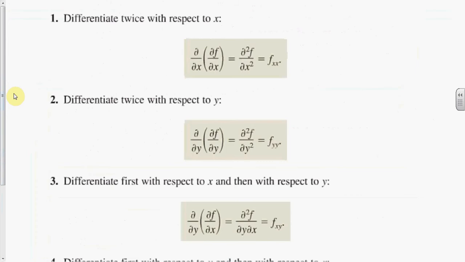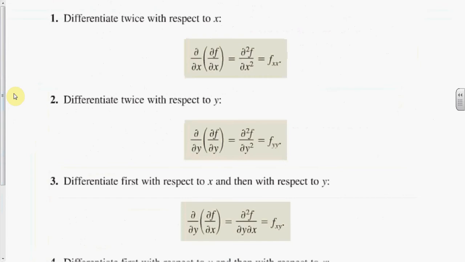The first one, differentiate twice with respect to x, and that's the notation that we can use. This is the partial with respect to x of the partial of f with respect to x, and you can write that as the second partial of f with respect to x. Likewise with y, the partial with respect to y of the partial of f with respect to y, or the second partial of f with respect to y. We can talk about the mixed partial derivatives.